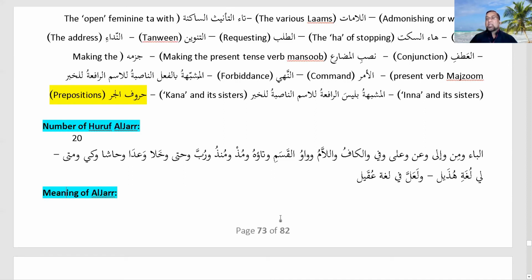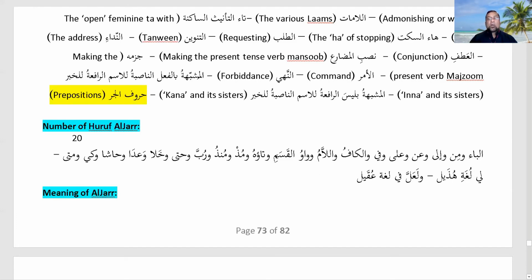Al-ba, that's B, like in Bismillah, and min. Al-ba'u wa min, wa ila, to. Min, from. Ila, to. An can be used about or from. Wa ala, upon or on. Fi, in. Wal kafu, like. Al-lam, this lam here is used for many meanings.